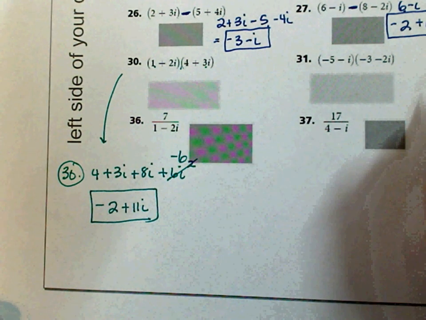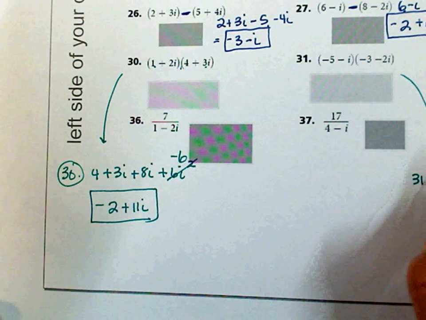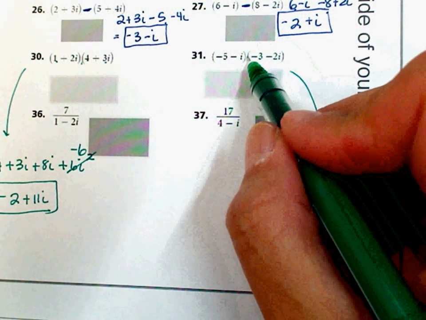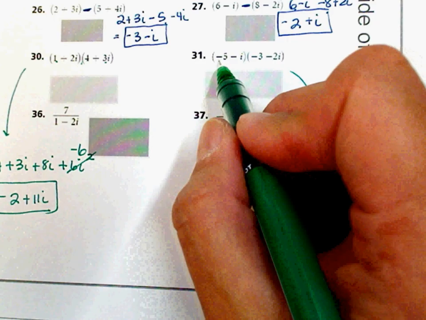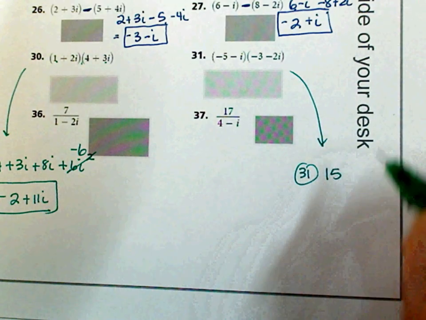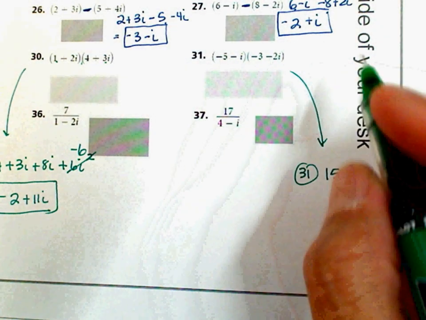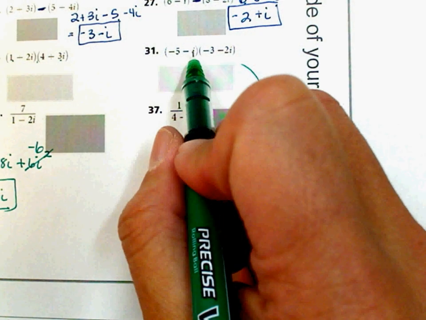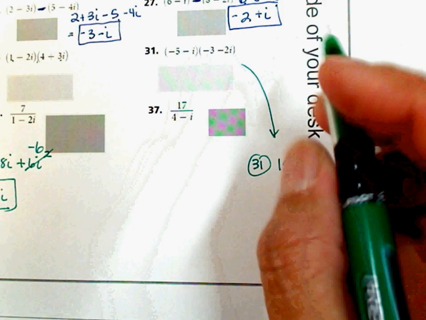Here we go. Let's see if I need to move that over. Same thing. See how there's no plus or minus, so I'm multiplying. Negative 5 times negative 3 is positive 15. Negative 5 times 2 plus 10i. Negative i times that times 3 is positive 3i.